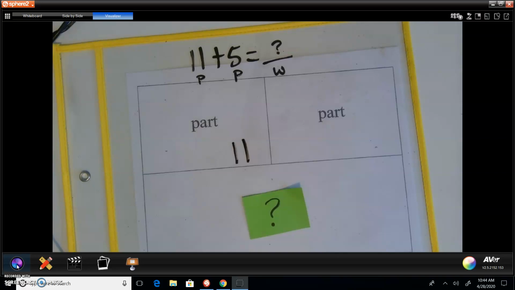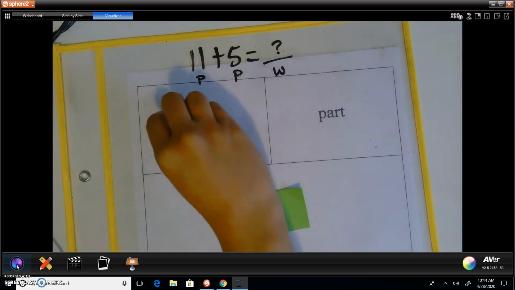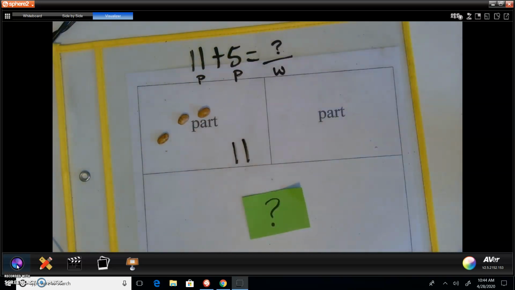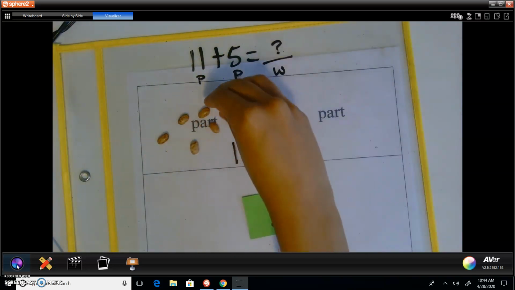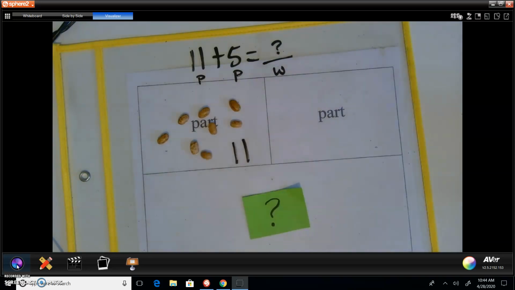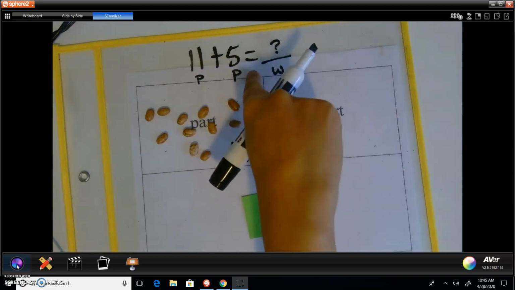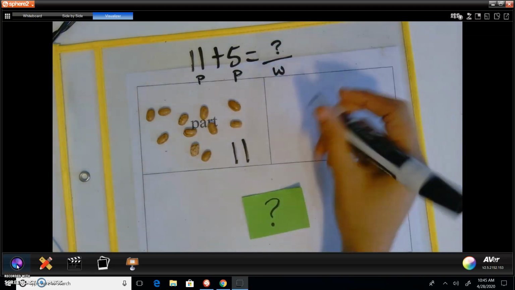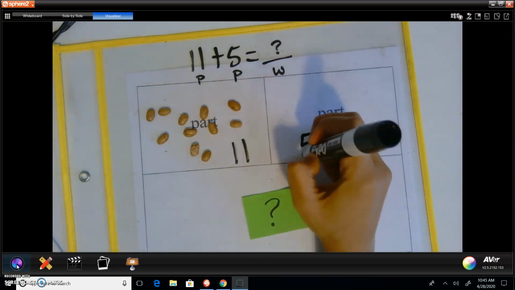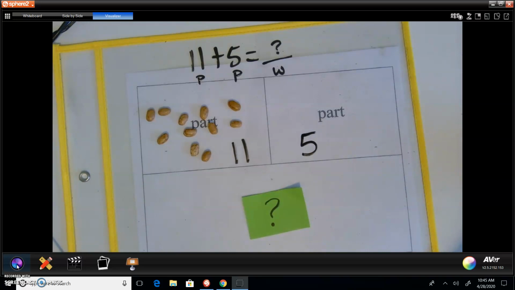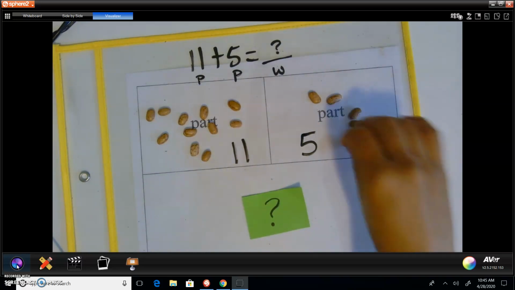If you want, you can use your little counters. So I'm going to put 11: 1, 2, 3, 4, 5, 6, 7, 8, 9, 10, 11. Then we're adding, so our next part is 5. So I'm going to put down here 1, 2, 3, 4, 5.